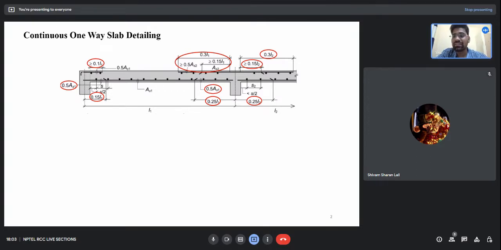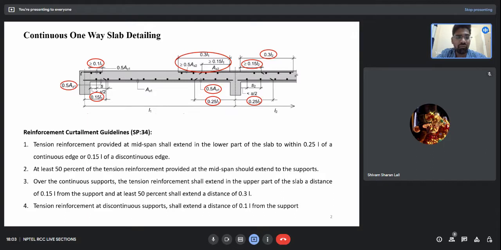So let's now see what the curtailment requirements are for a continuous one-way slab. These are the 4 points which you all have to remember. Curtailment normally occurs for the tensile reinforcement. That's quite obvious, as we provide the tensile reinforcement for the resistance of flexural forces. That tensile reinforcement can be provided on the positive side or on the negative side. As I also said in the previous class, for example, this is our continuous slab or a beam, then the bending moment diagram will be something like this.